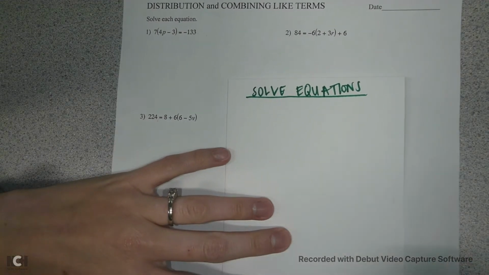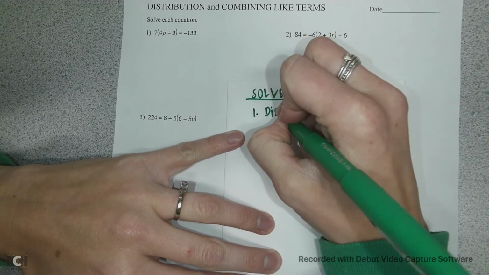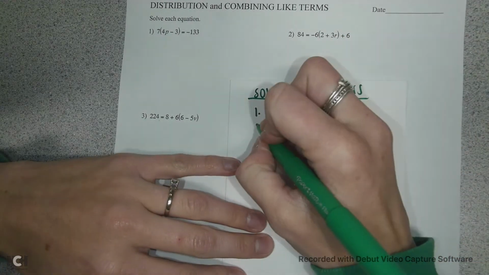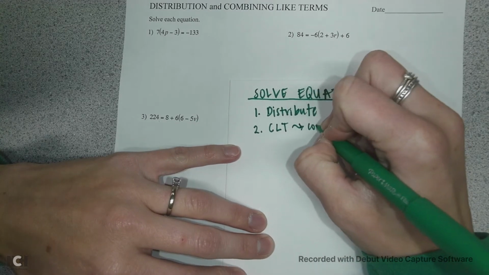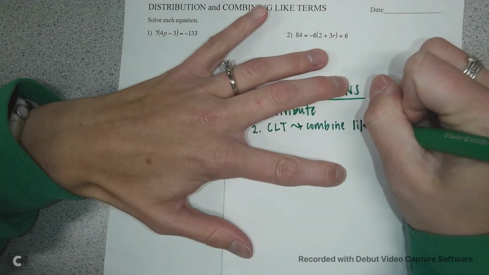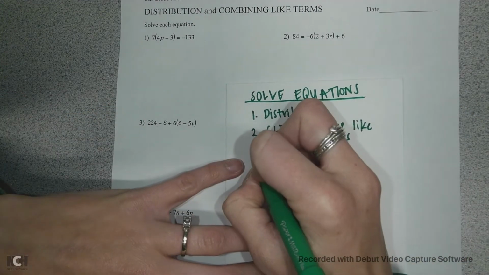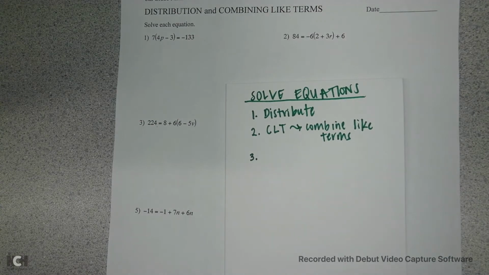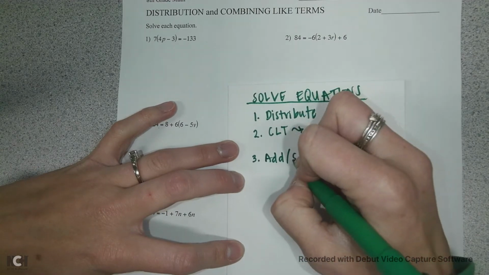So the first thing that we want to do when we look at solving an equation is we want to distribute, if you can. If you can't, then just move on to step number 2. Step number 2 is combine like terms. Okay. Step number 3. So once you distribute and you combine like terms, you should have close to a two-stepper of a problem. Then we should be adding and subtracting.